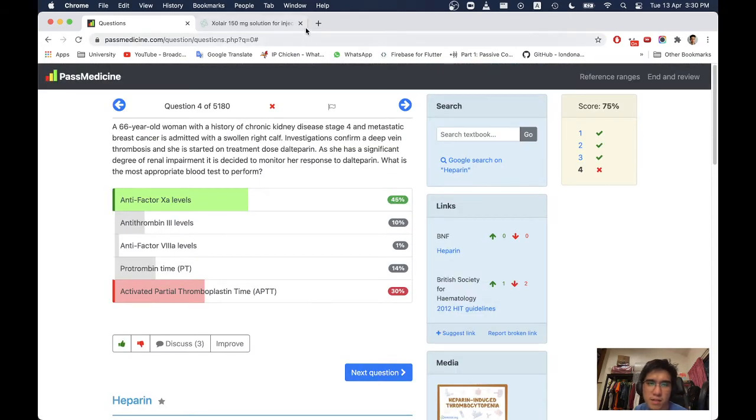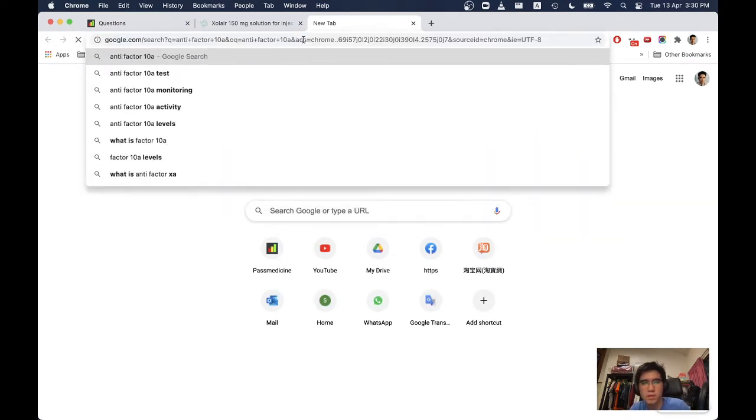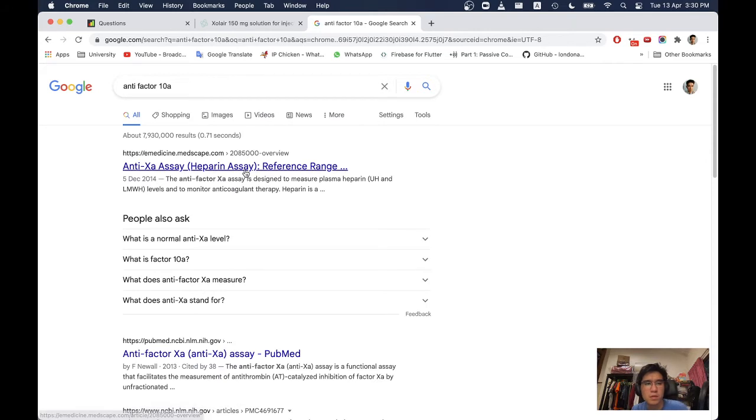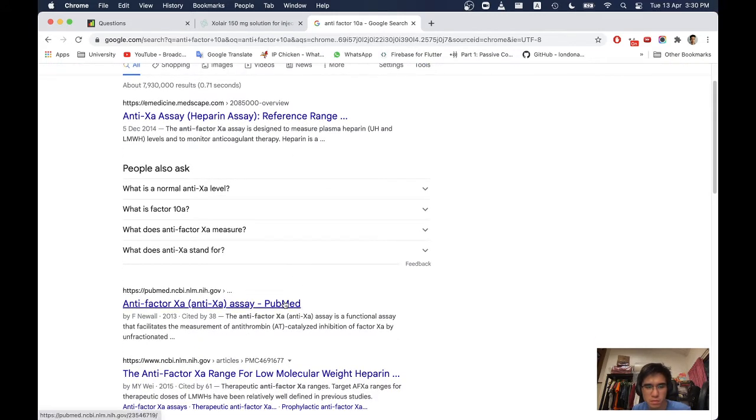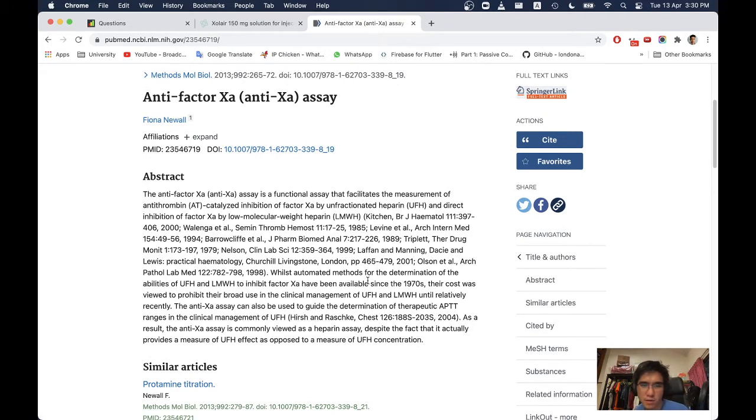Let's enter anti-factor 10A. Anti-10A assay, heparin assay. The anti-factor 10A assay is a functional assay that facilitates the measurement of antithrombin catalyzed inhibition of factor 10A by unfractionated heparin and direct inhibition of factor 10A by low molecular weight heparin.